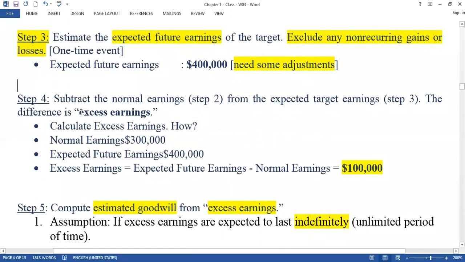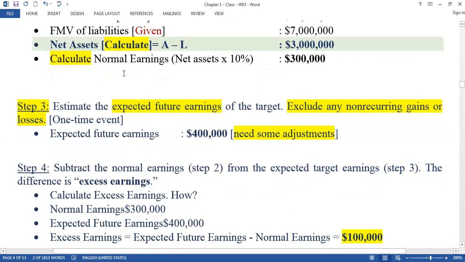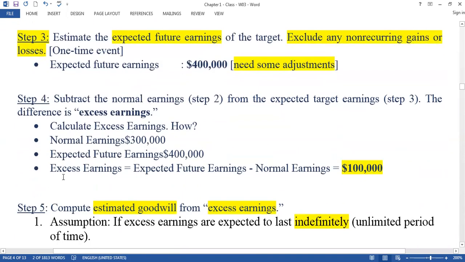Anyway, then we are going to calculate the excess earnings, and we already have expected future earnings. We already have our normal earnings. The normal earnings means the regular earnings. So this is our regular earnings that normally happen, and these earnings we are expecting for the future. So we are going to calculate the excess earnings.